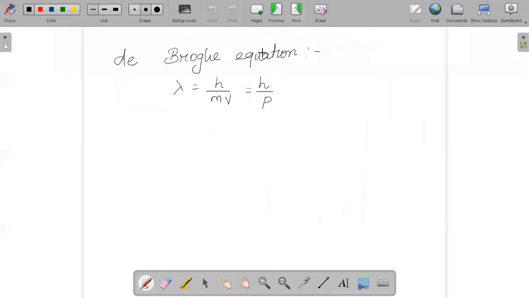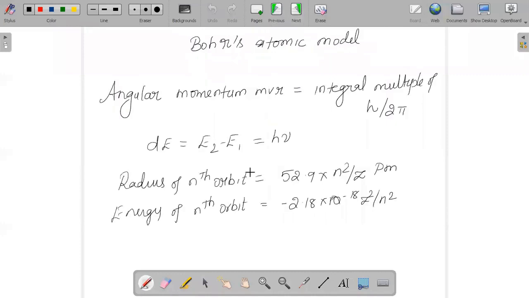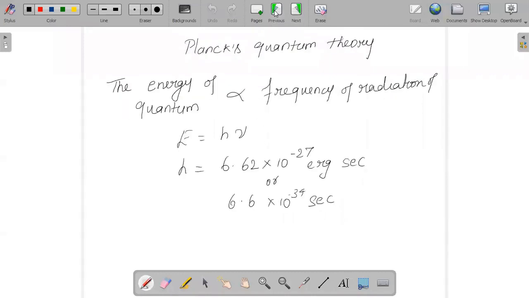And next is your Planck's quantum theory. According to Planck's quantum theory, it's very simple to remember. Just this formula is important there. That is why I have highlighted only the formula. Do remember the energy of your quantum will be directly proportional to the frequency of the radiation.